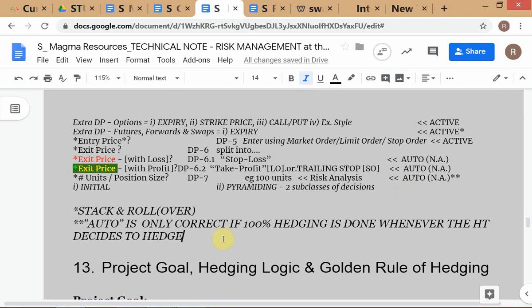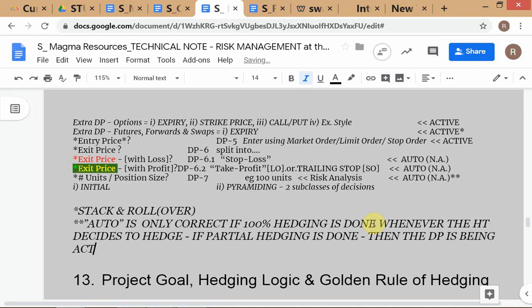Partial hedging means that I don't hedge 100% of the position. Are you following that? If partial hedging is done, then the DP, the decision problem, is being actively solved.